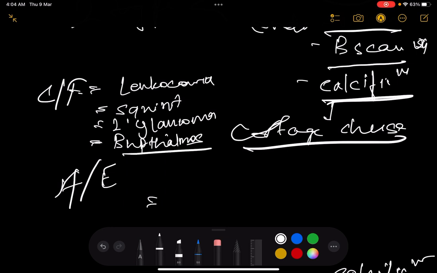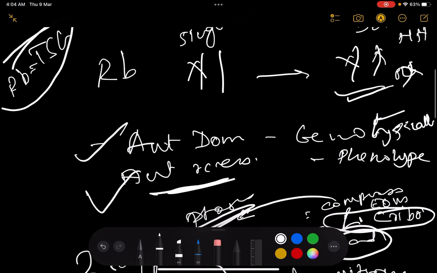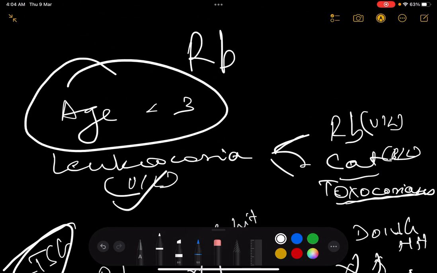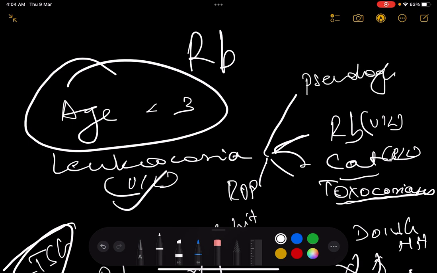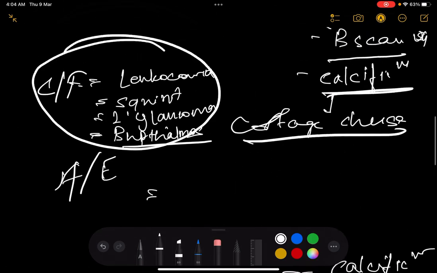Those are the clinical features of retinoblastoma. Some other important points where leukocoria can be seen, as I spoke about: retinoblastoma, cataract, toxocariasis. You should also keep retinopathy of prematurity in mind, and coloboma of the choroid, and pseudoglioma. Actually, it's not very important, but just to keep as a differential diagnosis, and just for completion's sake, I'm putting these two. All right, let's get back to H&E.